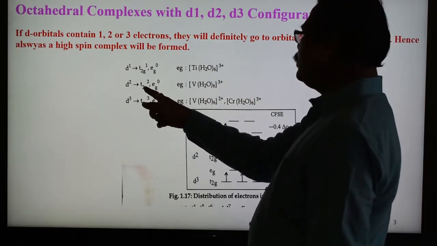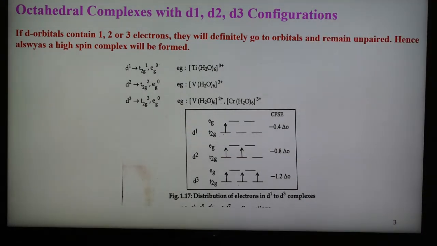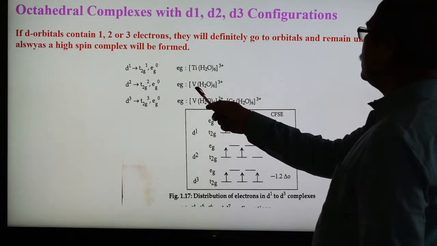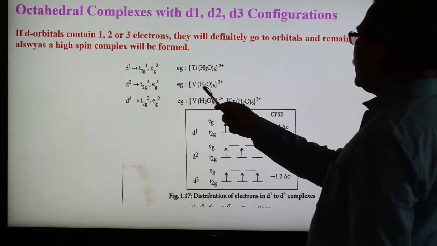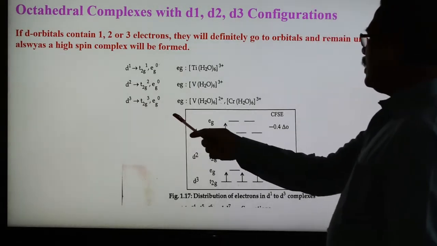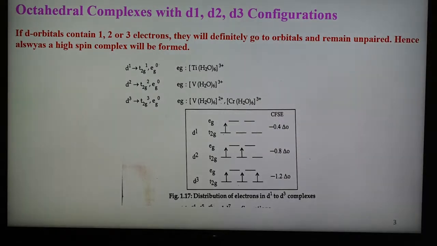In case of d2, 2 electrons are there, also in t2g, so t2g2, eg0, and in that case, an example is the hexaaquavanadium 3+ complex. For d3, t2g has 3 and eg 0, so the examples are hexaaquachromium 3+ or hexaaquavanadium 2+.